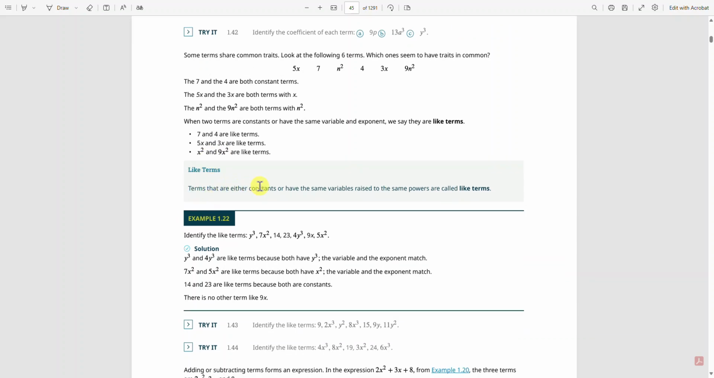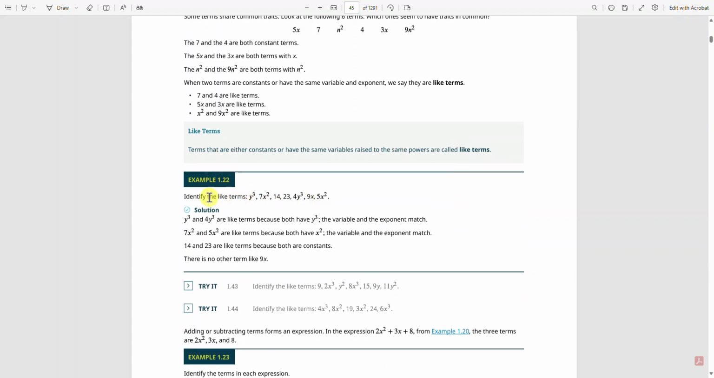Terms that are either constants or have the same variables raised to the same powers are called like terms. Terms that are either constants, so they're both just unchanging numbers, or that have the same variables, the same letters representing numbers, and those letters, those variables, are raised to the same powers, that is, they have the same exponents. These are called like terms.